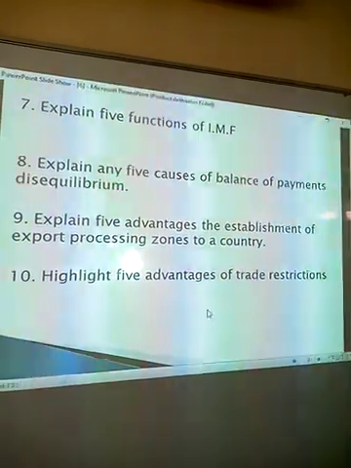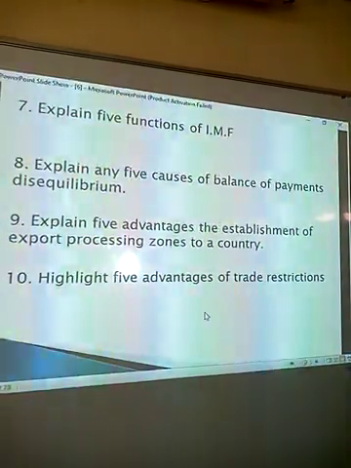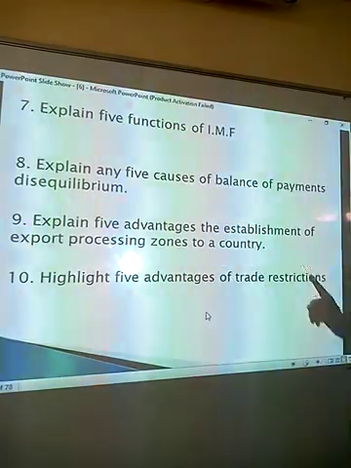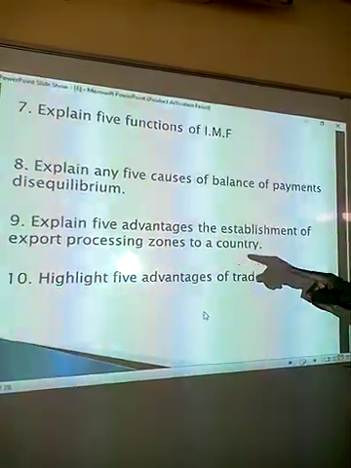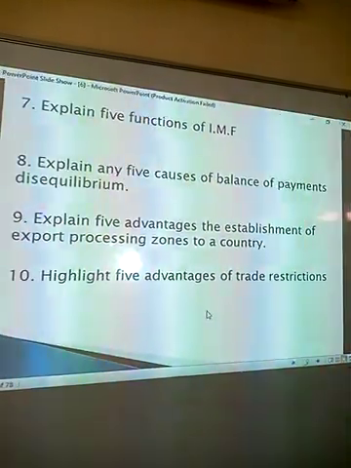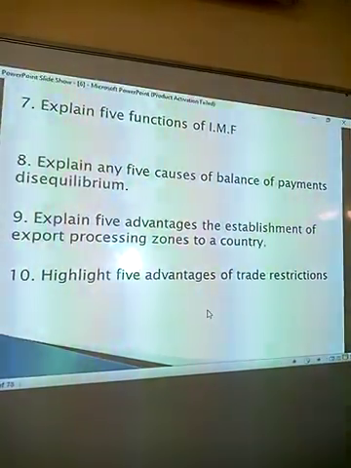Explain any 5 causes of balance of payments disequilibrium. Explain 5 disadvantages of the establishment of export processing zones to a country. And finally, highlight 5 advantages of trade restrictions.